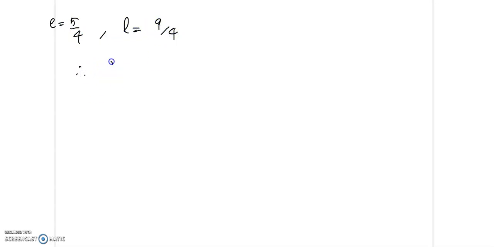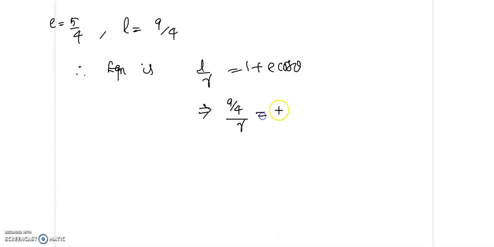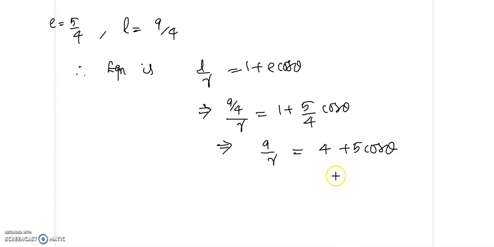So therefore the equation is L by r equal to 1 plus e cos theta. So that will be 9 by 4 by r equal to 1 plus 5 by 4 cos theta. So we'll get 9 by r equal to, multiplying by 4 on both sides, 4 plus 5 cos theta. So that is the required equation of the hyperbola.